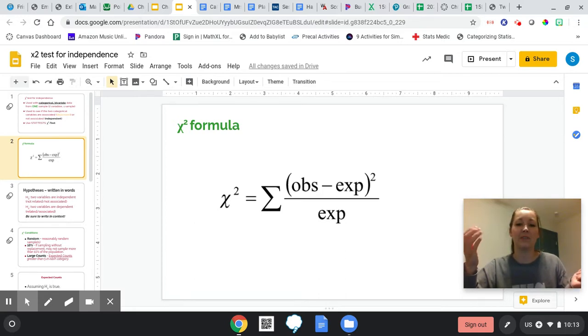Divide it by the expected. So it's not just how far away the number is, it's how far relative to what it should have been. And then you add all those up. So for every cell in your two-way table, that's how you would do that by hand. Now, you don't have to do that, but just so you have seen the formula before. And if anyone is also in AP Bio, then you might have used this during the genetics unit.